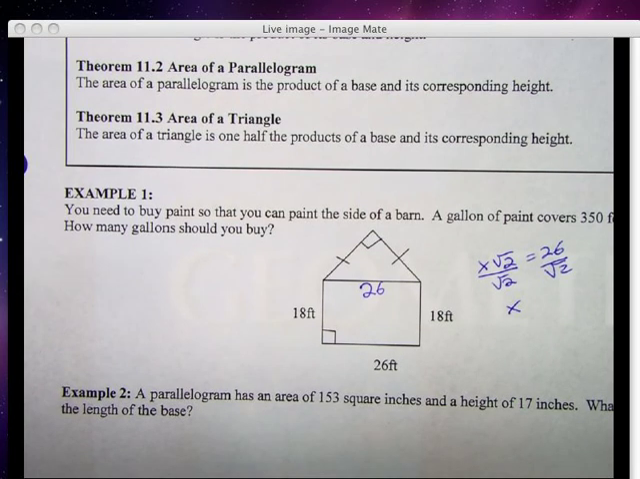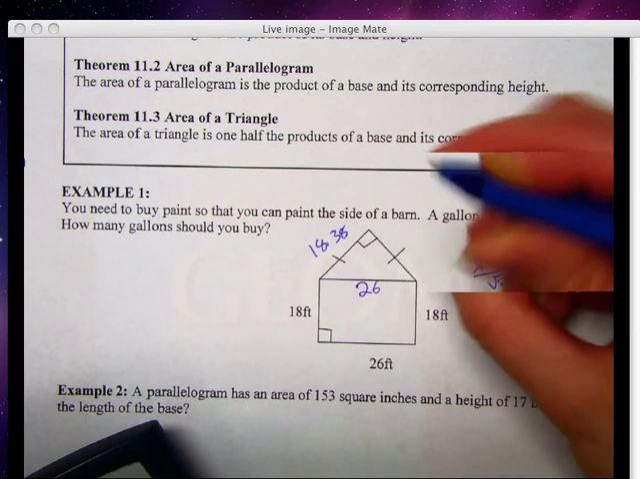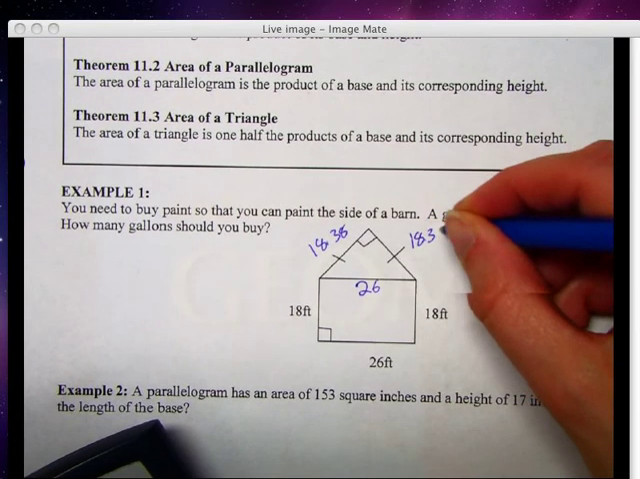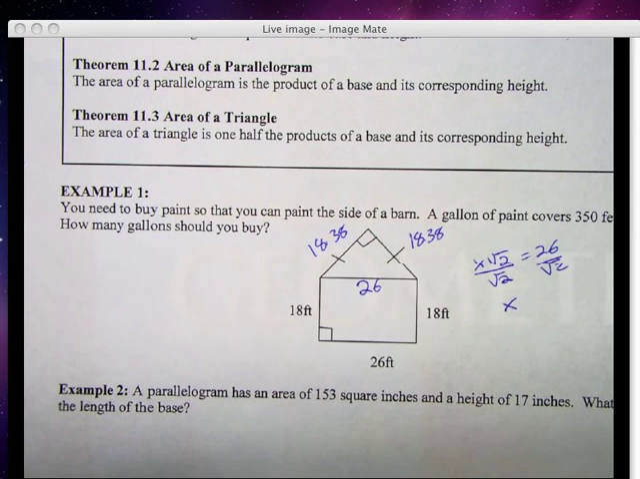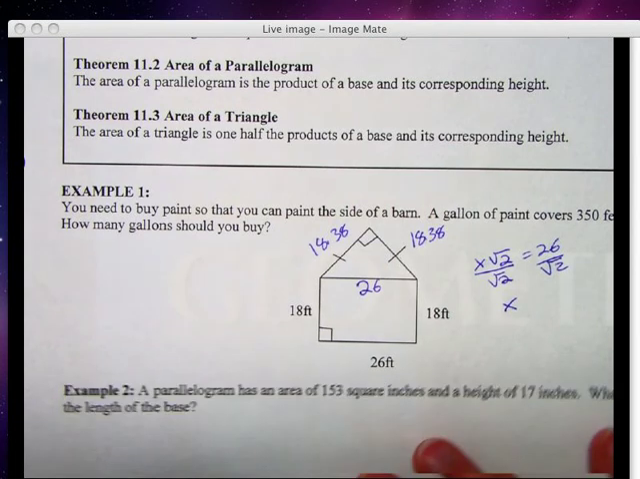But hopefully we can still find the radical form if we need to. So both of these should be 18.38. Okay, so let's find the area. So one thing we can do for the area is let's find the area of the rectangle and then find the area of the triangle.